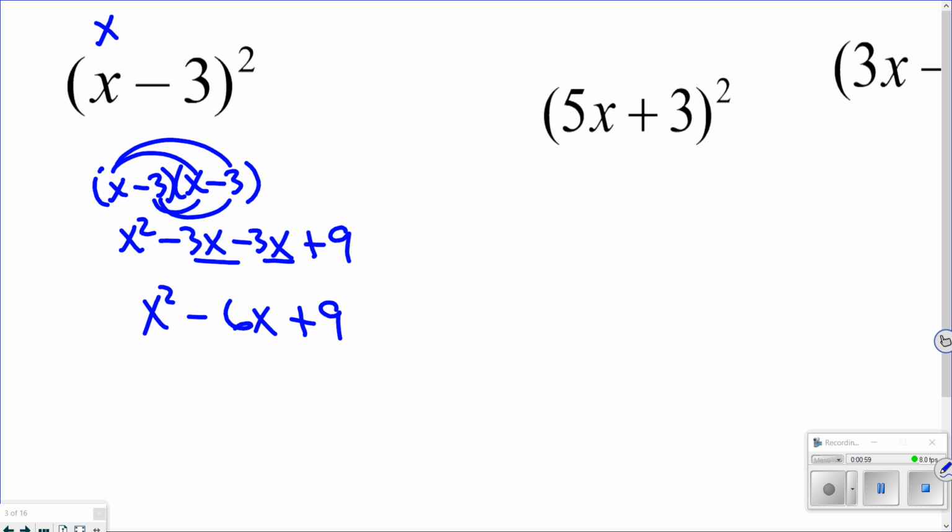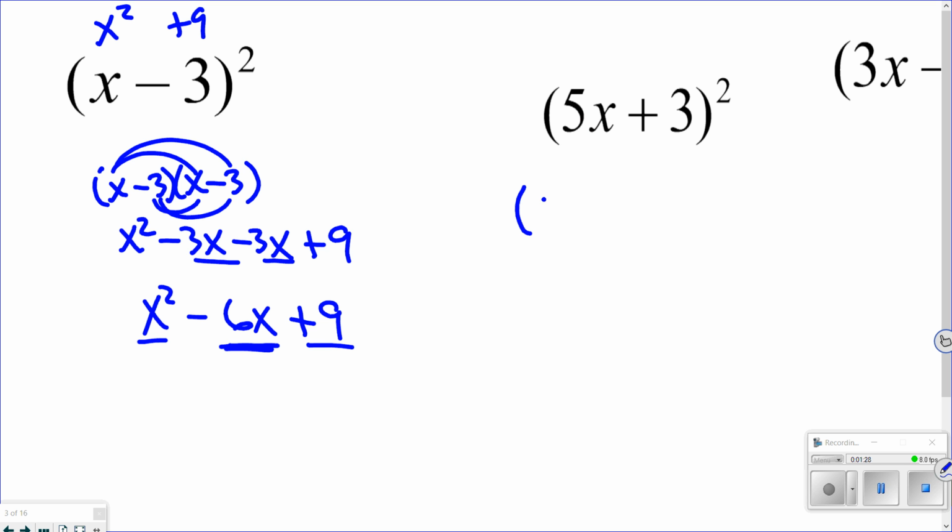One thing I want to point out: a common error here is that we sometimes want to just say this is x squared and square the negative 3, plus 9. There is an x squared and a plus 9, but there's also always going to be a middle term when you do one of these perfect squares. In a minute, we'll do a shortcut on how to do that. But first, pause the video and multiply out 5x plus 3 squared. Then come back, and I'll go through it with you, and we'll talk about how this pattern works.